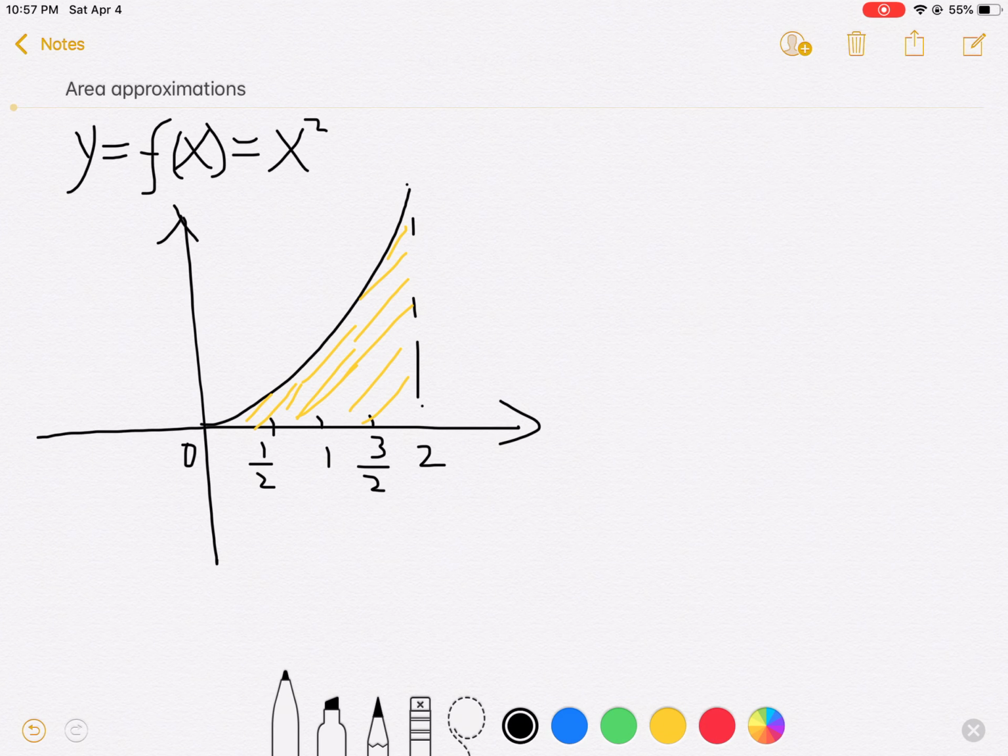Now we want to talk about the topics about the area. So first let's look at the approximation to the area. So this is the example y equals f of x, which is x squared. Our aim is to get the exact area for this shaded yellow region, which is the region between the curve and the x-axis from 0 to 2.